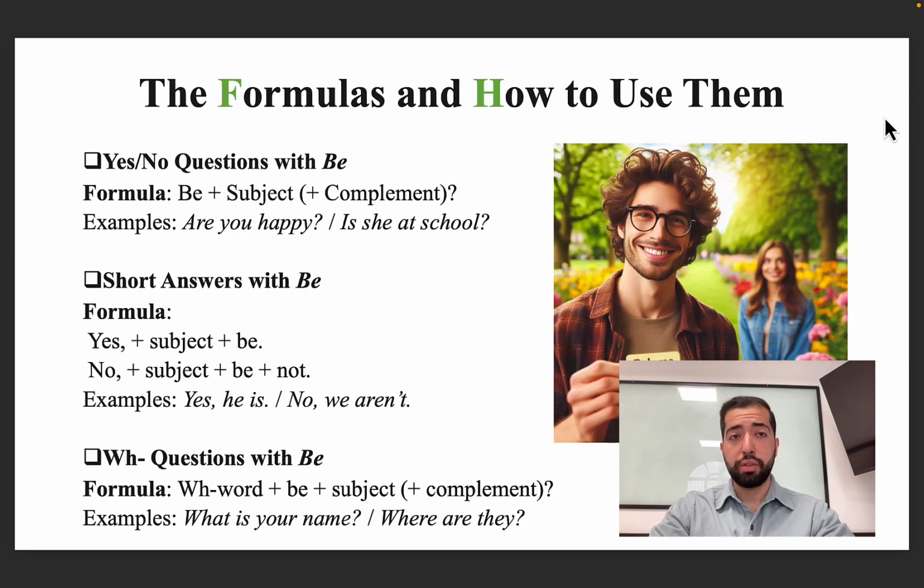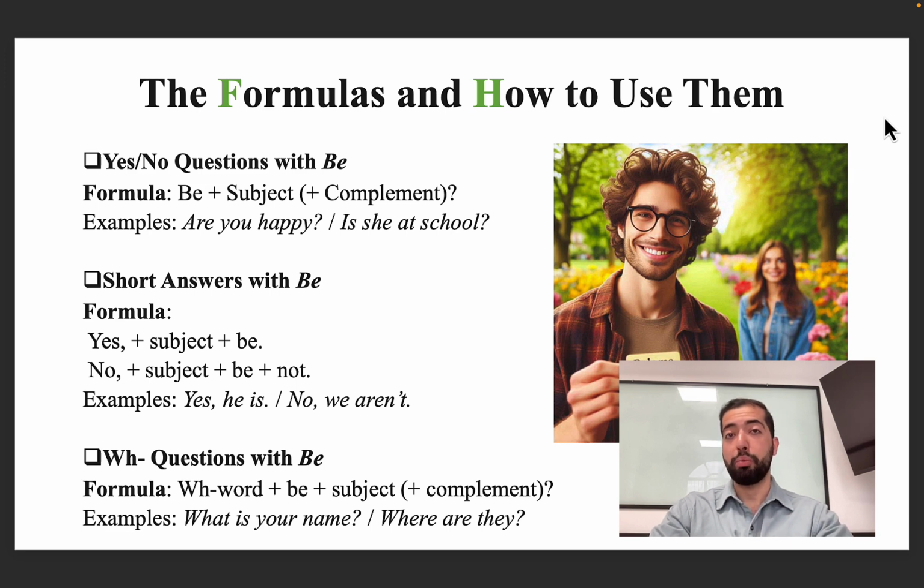For the yes/no questions with to be, the formula is to be, which is going to be am, is, and are, as you remember, plus subject, plus a complement to complete our question. For example, are you happy? Is she at school?